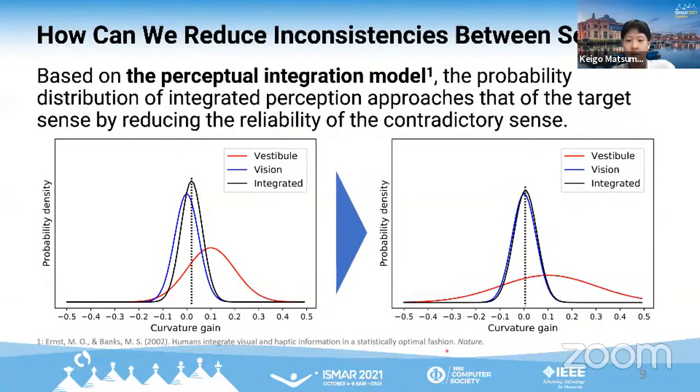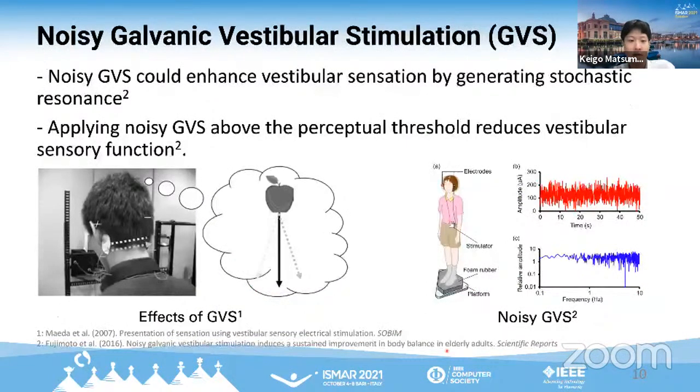So we decided to use noisy ZBS as a method to reduce the reliability of vestibular stimulation. ZBS is a method of presenting acceleration sensation by applying electrical current to the vestibular organs, whereas noisy ZBS is a technique used to treat vestibular disease, where the optimal current of noisy ZBS is used to improve vestibular sensory function by causing stochastic resonance phenomena. On the other hand, previous studies show applying noisy ZBS above the perceptual threshold reduces vestibular sensory function.